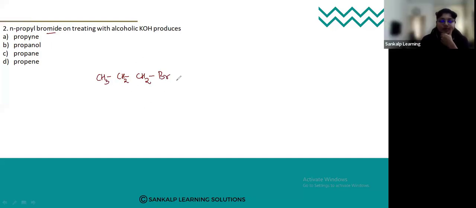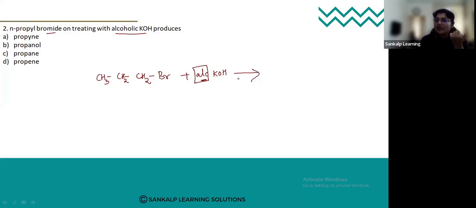So here, N-propyl bromide, we are treating it with alcoholic KOH. Alcoholic KOH means we have prepared potassium hydroxide in alcohol, an alcoholic solution. We are not using water. We have used ethanol, and in that alcohol we have dissolved this KOH. So it is called alcoholic KOH.